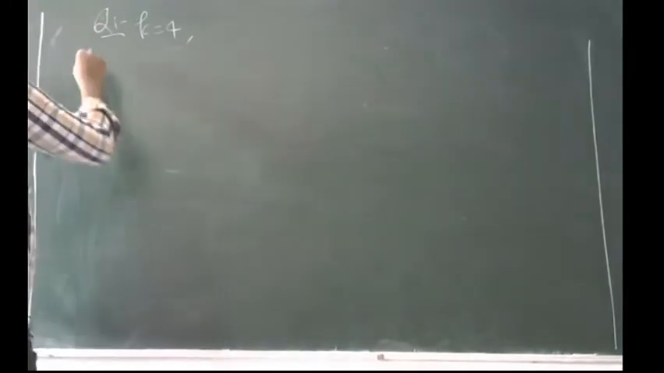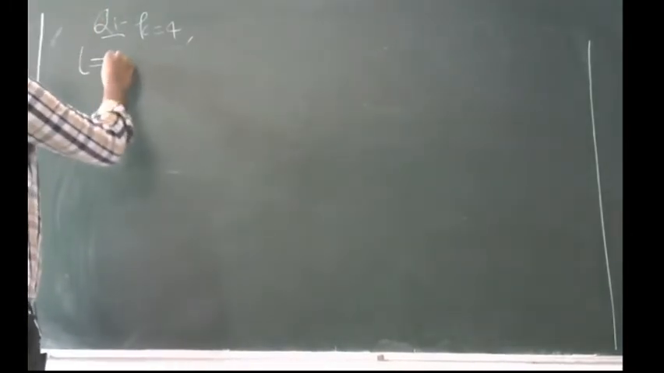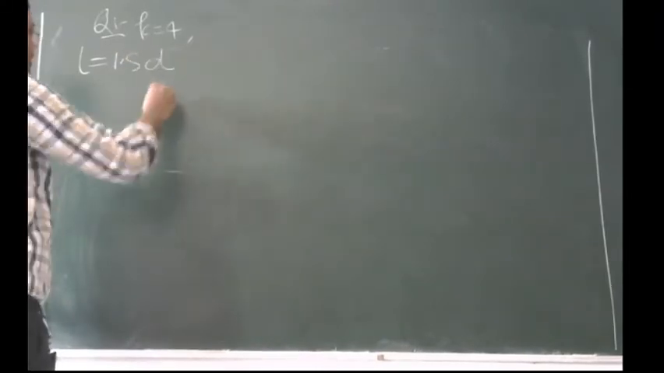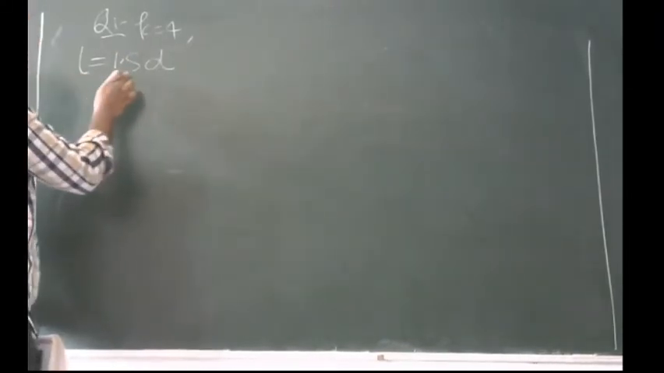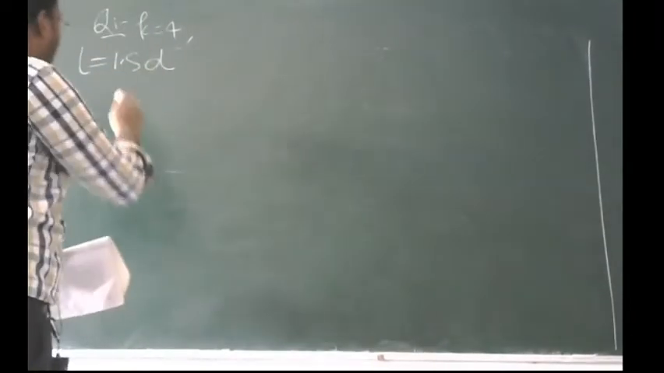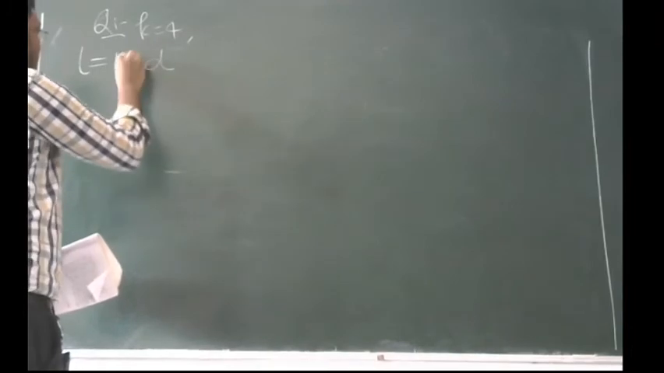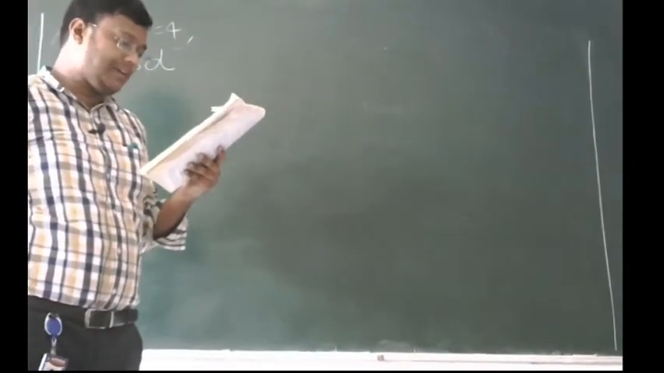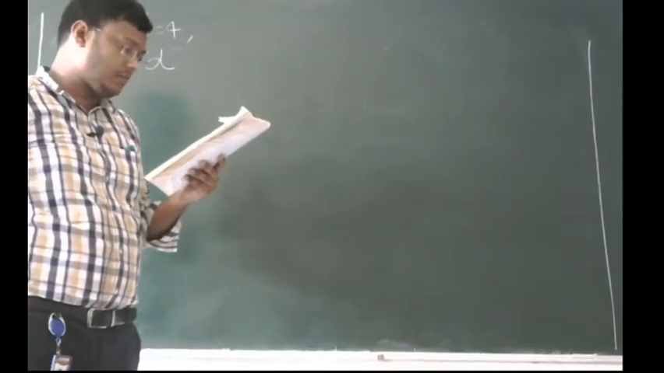Stroke means stroke length. It is given the stroke length is 1.5 d, 1.5 times the cylinder diameter. Sorry, 1.25 of the cylinder diameter. The engine has the following power measurements.